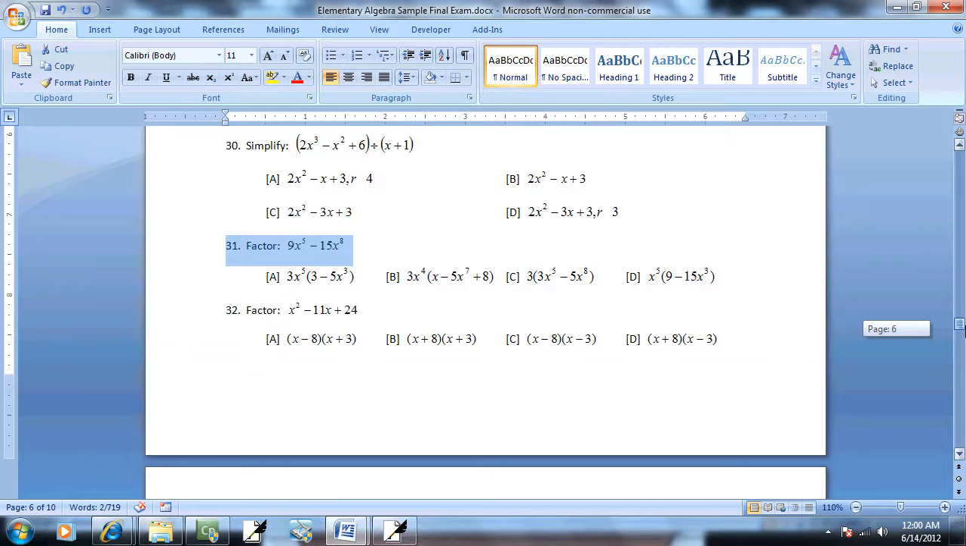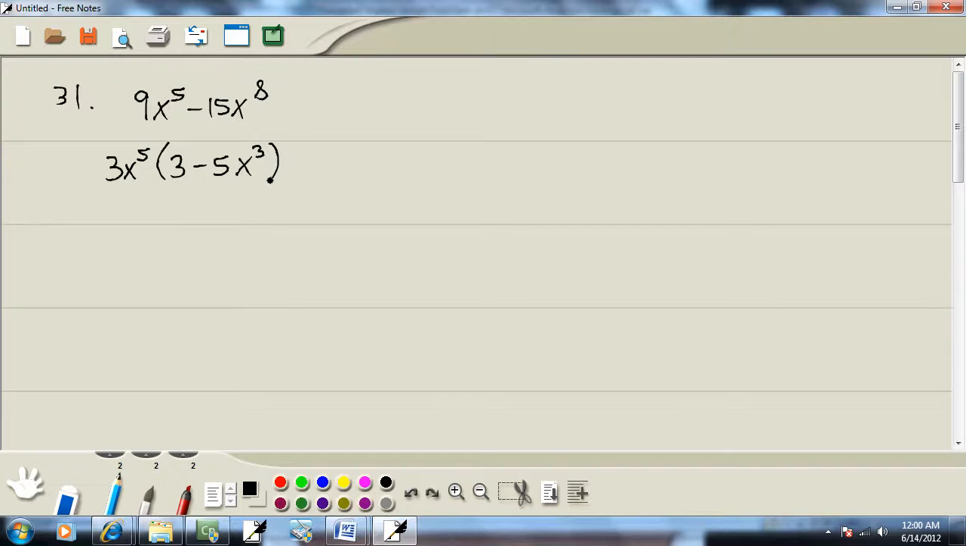Now, I didn't really like this problem. I knew what they were looking for when I glanced at the multiple choice, but typically, when we're factoring, we like it to be in standard form, which means you go from your largest power down to your smallest. So I'd have negative 15x to the eighth plus 9x to the fifth.